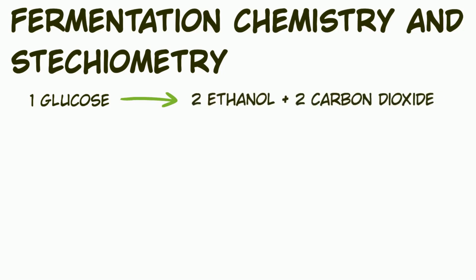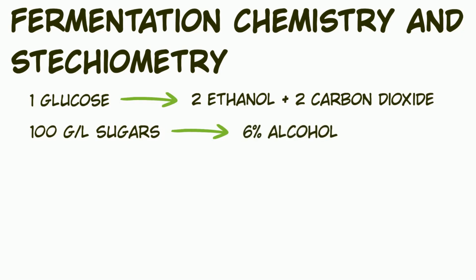Now, let me introduce some numbers before we move on with the winemaking process. 1 molecule of glucose will produce 2 molecules of ethanol and 2 molecules of carbon dioxide. Considering the different weight of these molecules, it means that 100 grams per liter of sugars will produce about 60 grams per liter of ethanol, or 6% alcohol.